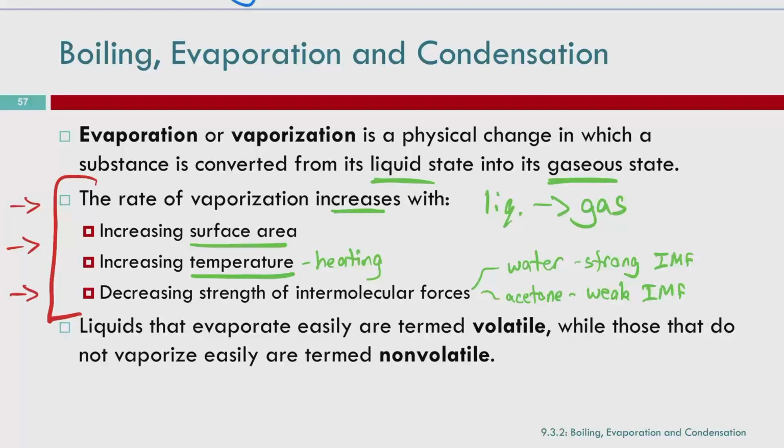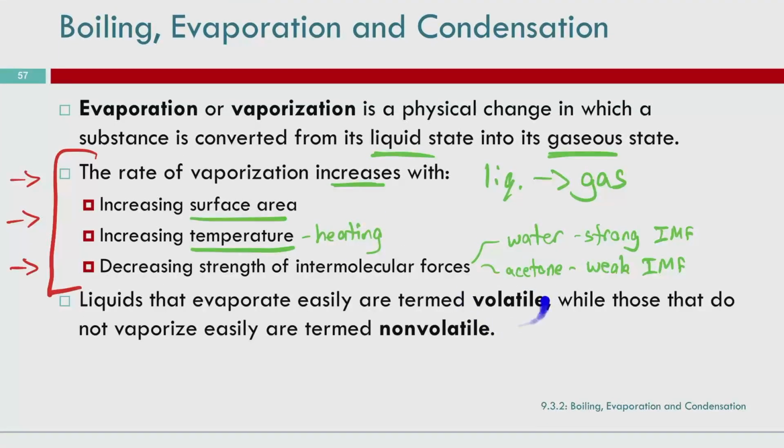Big bracket and some arrows. Liquids that evaporate easily or quickly we call volatile. Ones that don't evaporate easily are termed non-volatile. I think the reference state here is water. So comparing things to water, if it evaporates more easily than water, it's volatile. Acetone, hand sanitizer. If it doesn't evaporate as easily as water, we'd call it non-volatile.